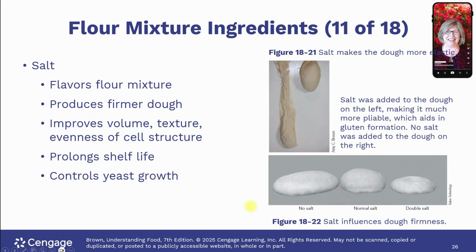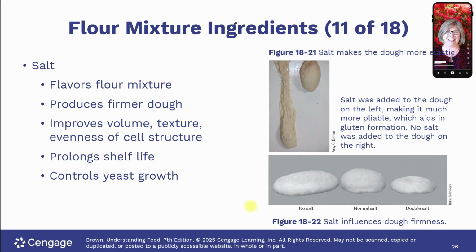Okay, so let's talk about salt. Salt adds flavor. It produces a firmer dough. It improves volume, texture, evenness of cell structure, prolongs shelf life, and controls yeast growth. Again, very important things to know. Salt makes the dough more elastic. You see this in figure 18-21. Salt was added to the dough on the left, making it much more pliable, which aids in gluten formation. No salt was added to the dough on the right. That's dramatic and good to know.